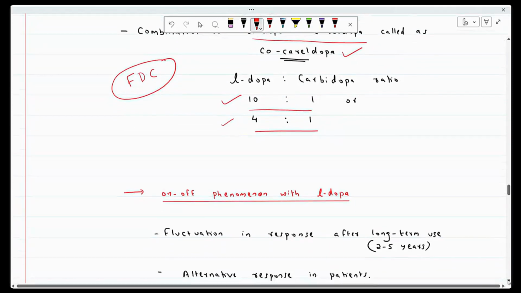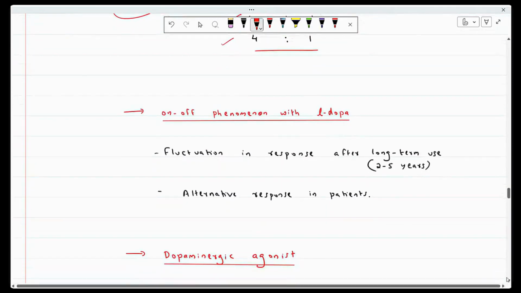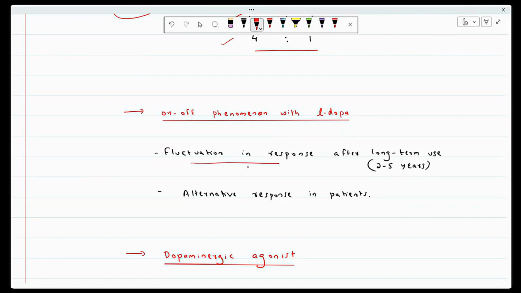One more point you can remember: when you are giving levodopa for a long term, there will be a fluctuation in the response. When you are giving it for a long term, like 3 years, 4 years, 5 years, there will be a fluctuation in the response. That means the patient will be having different episodes. Sometimes the disease will come down, again it will increase, again it will decrease, again it will increase. That phenomenon is called the on-off phenomenon. The on-off phenomenon can be seen with levodopa, because after a particular time, it will fluctuate. So the on-off phenomenon is seen with levodopa. Okay, so that is all about levodopa, carbidopa, benserazide, and all those things.